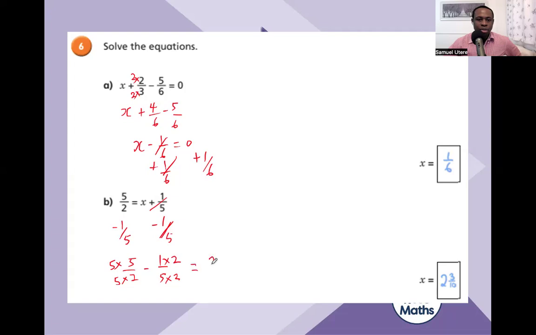This gives us 25 over 10 minus 2 over 10, which gives us 23 over 10. And if we divide 23 by 10, we'll get 2 whole number, remainder 3. And you can see why our result is 2 3/10.